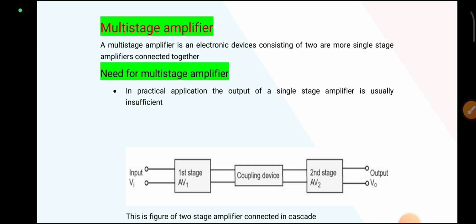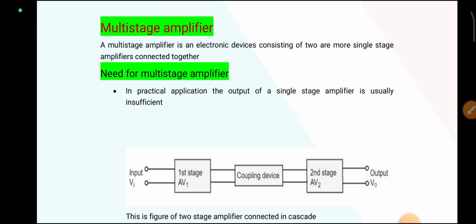Usually the multi-stage amplifier has higher gain than the single stage amplifier. So here the single stage amplifier consists of only one transistor, but in a multi-stage amplifier, for two stages, two transistors are present, for three stages, three transistors are present, and so on.